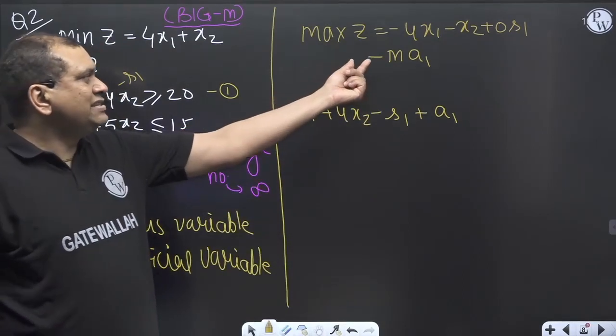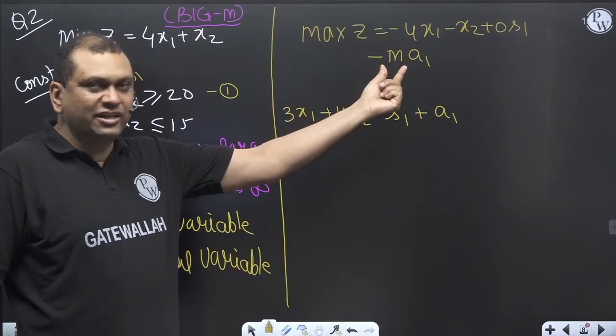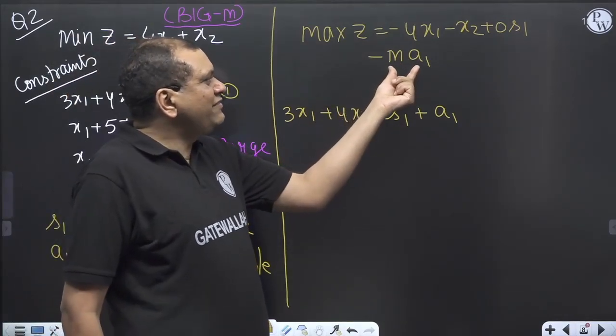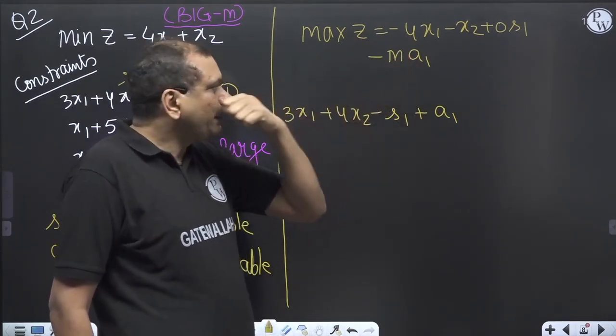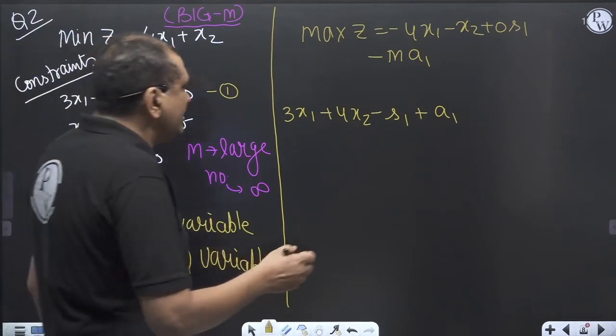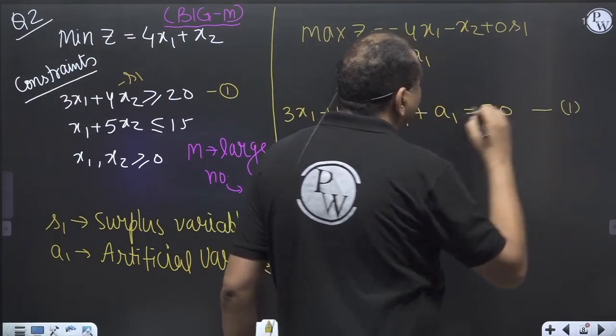So loss means negative sign. M value is very high and A is an artificial variable. So artificial variable incurs heavy loss in the objective function. Now understood? So whenever a surplus variable comes, along with that one artificial variable will always be there in that constraint. So plus A1 is equal to 20, that is your constraint 1.